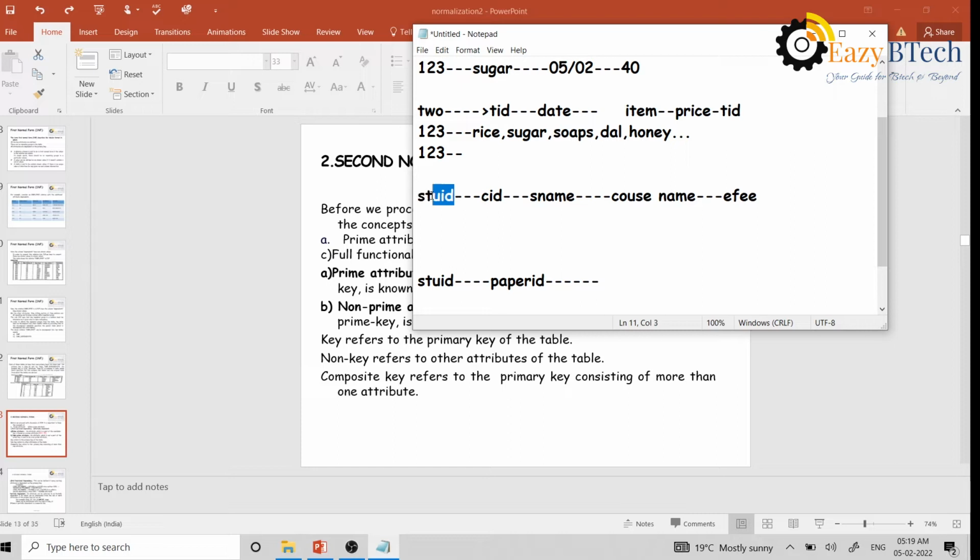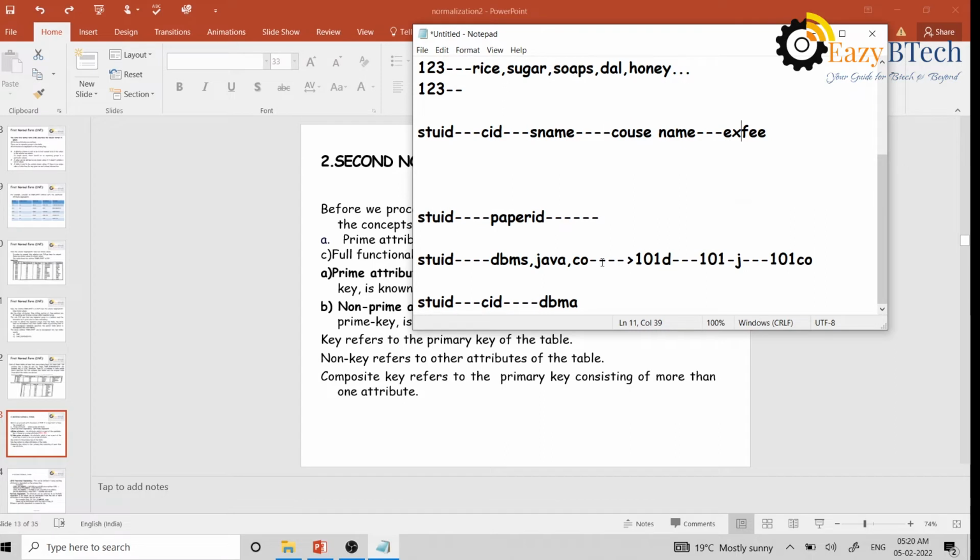Based on the student ID I can identify the student name. Based on the course ID I can identify the course name. But I want to know about the exam fee. Each and every subject depends on a different fee. Java exam fee is some 1,000 rupees, for DBMS 800, CO around 600.